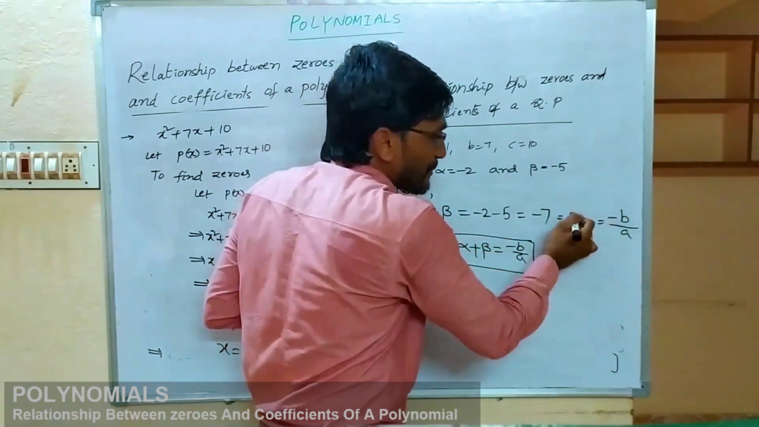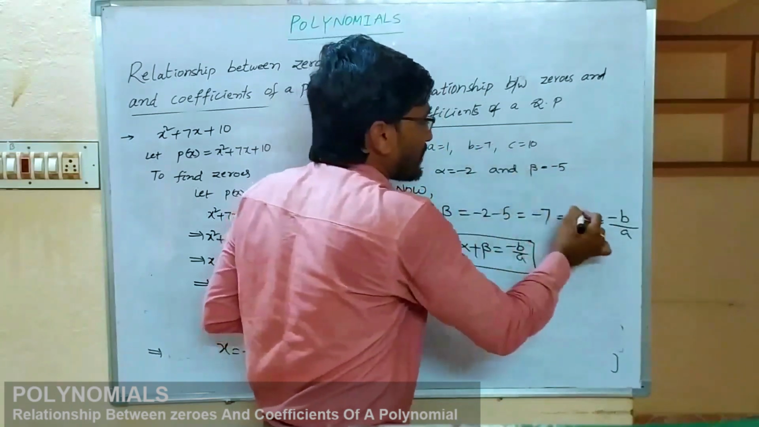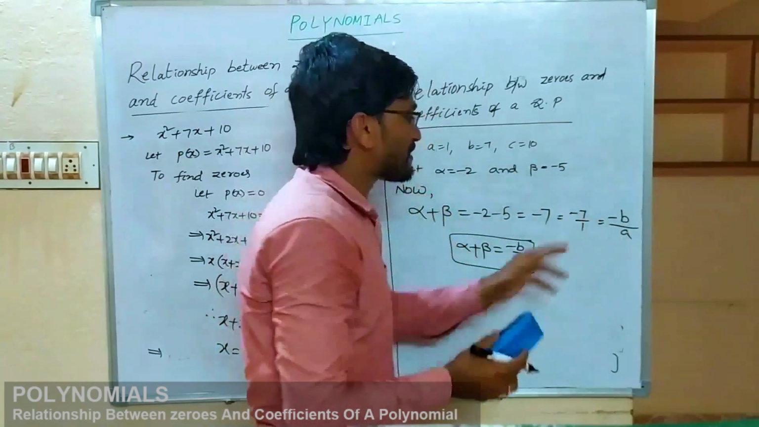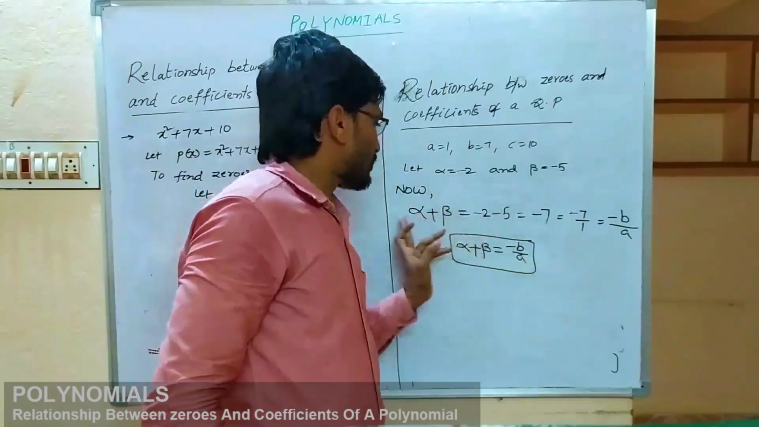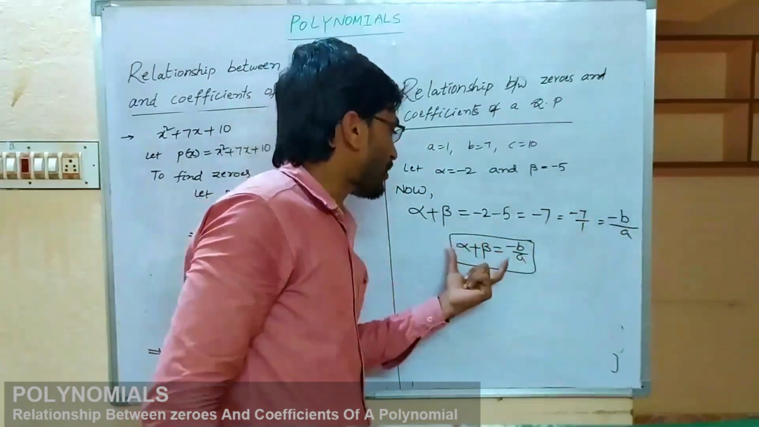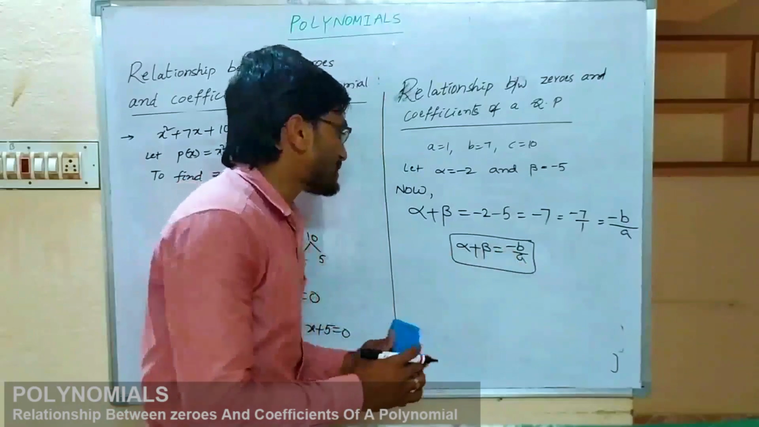So minus, keep as is, what is b? 7. By what is a? 1. Minus 7 by 1 is nothing but minus 7. So write directly, otherwise like that also no problem. Alpha plus beta is equal to minus b by a.